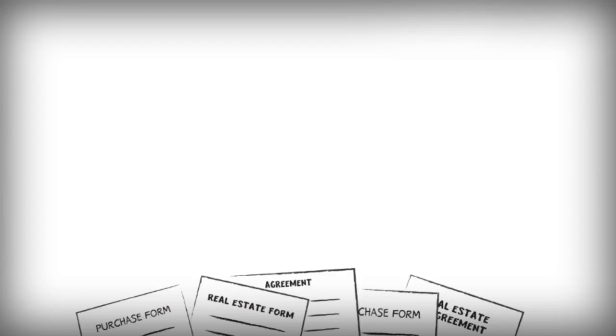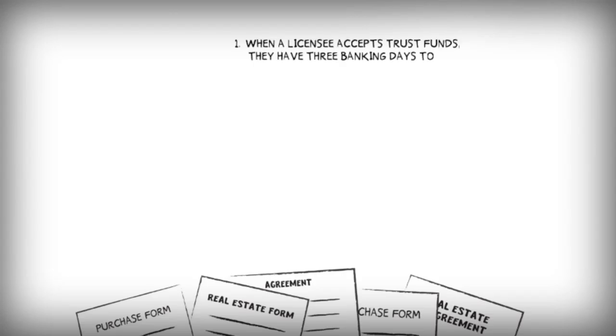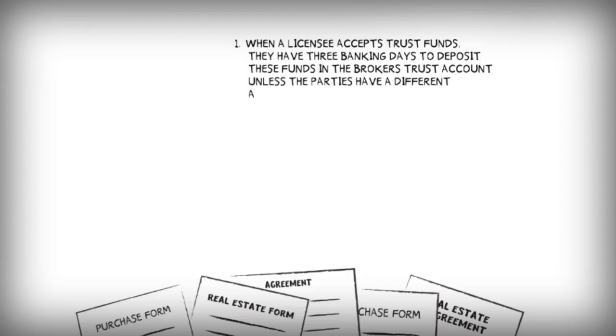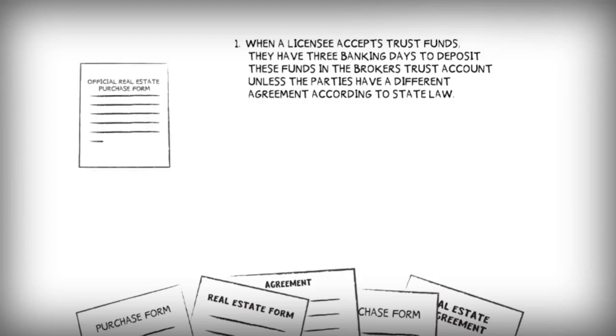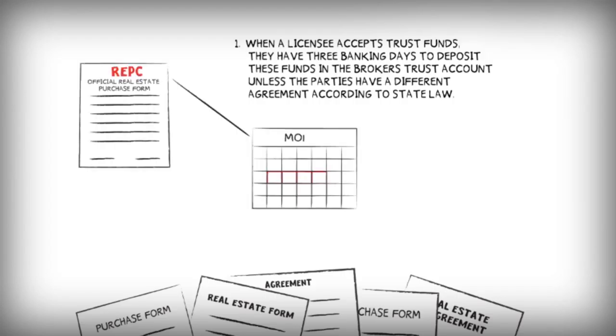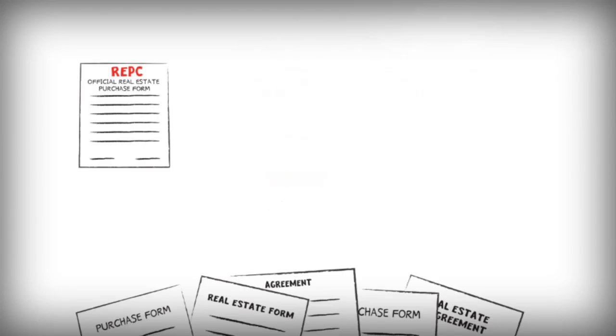The licensee is. Before discussing some of the many forms a real estate licensee will use in the course of their business, let's review some information regarding Utah law and the real estate purchase contract. 1. When a licensee accepts trust funds, they have 3 banking days to deposit these funds in the broker's trust account unless the parties have a different agreement according to state law. Our current state-approved REPC creates that different agreement and allows 4 calendar days for the licensee to deposit earnest money funds into the broker's trust account after receiving them.